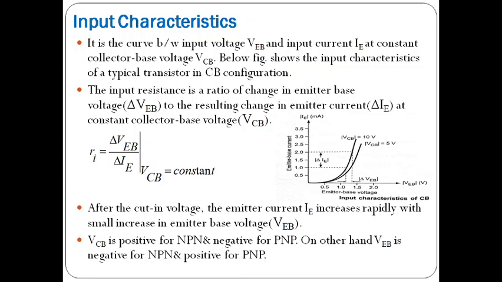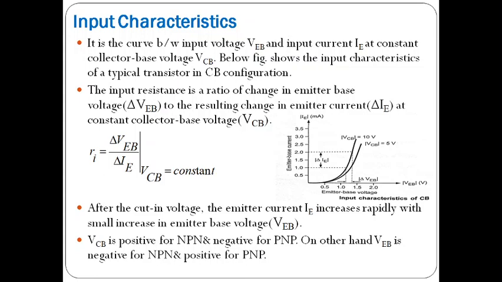Yes, it looks like your normal PN junction diode forward bias characteristics. So the input resistance of the common base configuration can be defined as what we can write: input voltage to the input current.